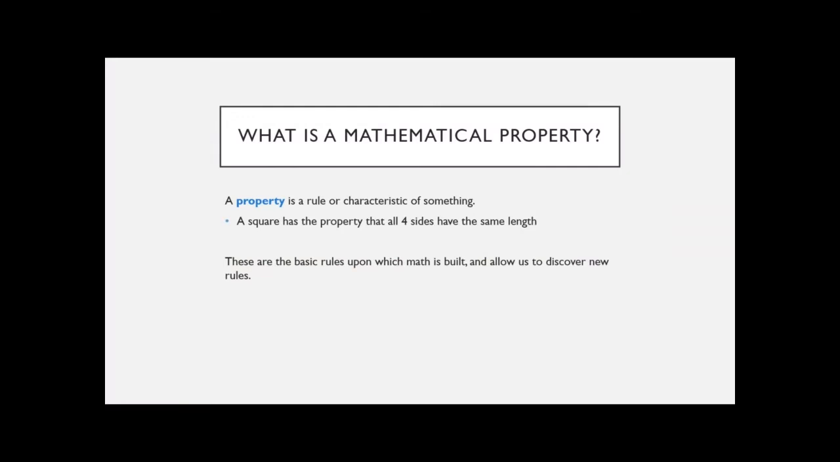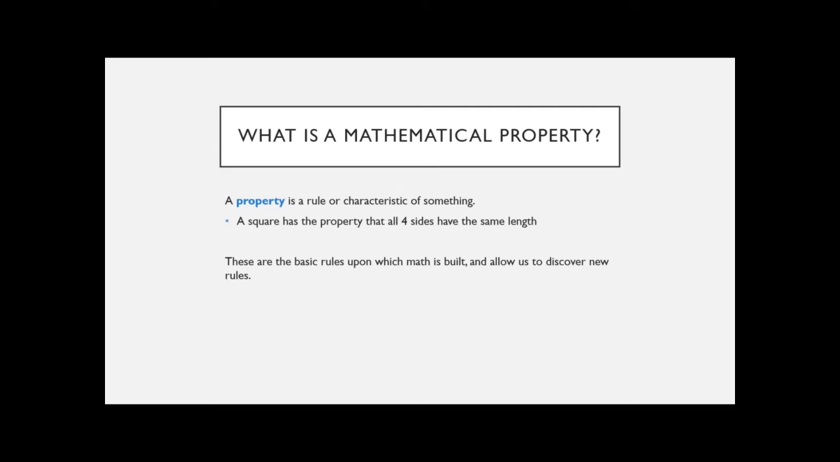So first off, what is a mathematical property? If you've watched my commutative property video, then this is going to be familiar because I introduced it there as well. So a property is a rule or something about something. If you think about eye color, we'll say that's a trait or something about you. That's the same thing as a mathematical property. It's something about the thing that you're talking about. An example in math would be squares have 4 sides and they're all the same length. So that's what makes it a mathematical property.